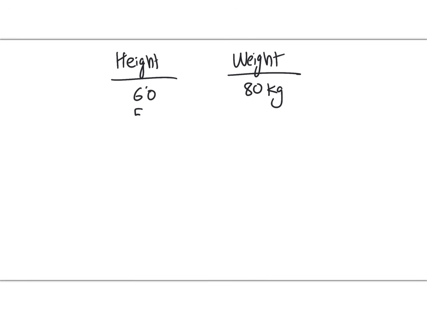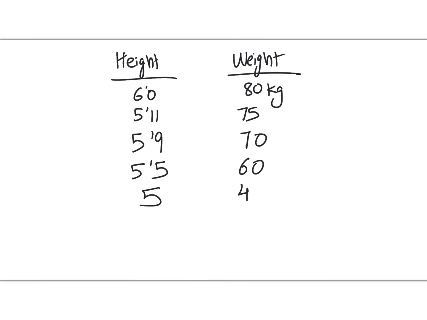Then another participant is 5'11 and their weight is 75. A third participant is 5'9 and their weight is 70. The fourth one is 5'5 and their weight is 60. And the last one is 5 feet tall and their weight is 45. Now, what is the trend that we're seeing here? As the height is going down, we can see the weight is also going down.